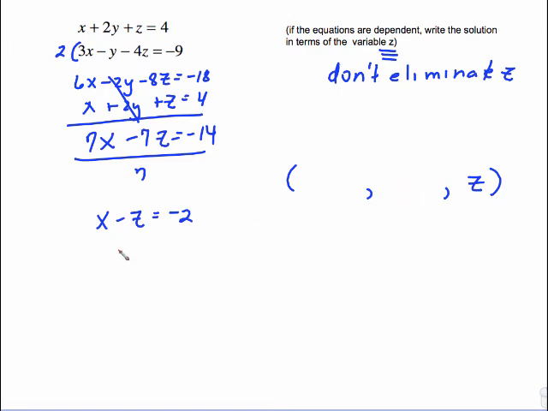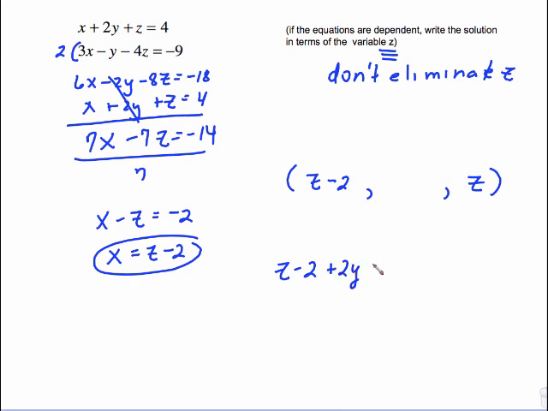Well, I can get x here very easily by adding z to both sides. So I have z minus 2. So z minus 2 goes right in here for x. What I have to do is use this and this to come up with an expression for y. So let's go into the top equation. So in place of x, I will put z minus 2. And of course, y is going to stay y for the moment, plus z equals 4. So z and z give me 2z. So this is 2z minus 2 plus 2y equals 4.